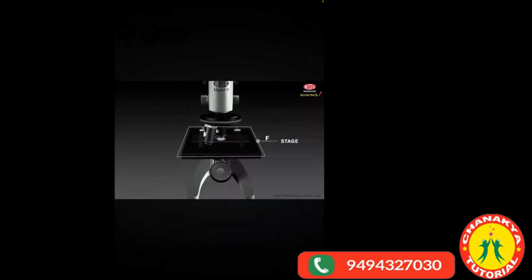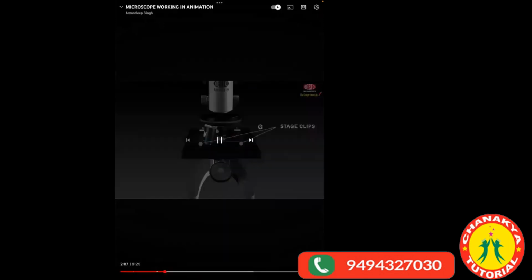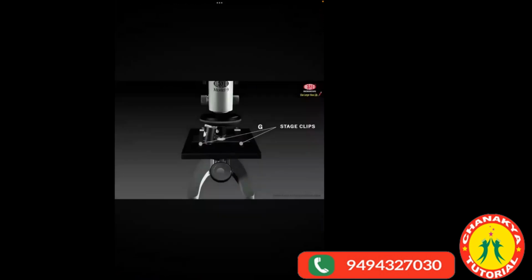The stage is the flat surface on which you put your slides or samples. This clip I was talking about is the stage clip. So see, with the help of the stage clip, what they have done is they have kept the slide on a particular place.